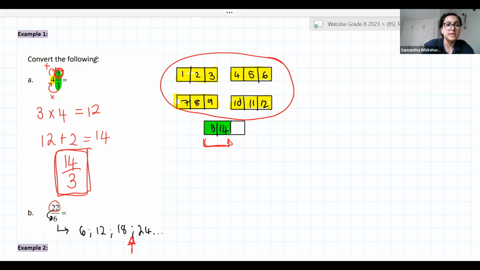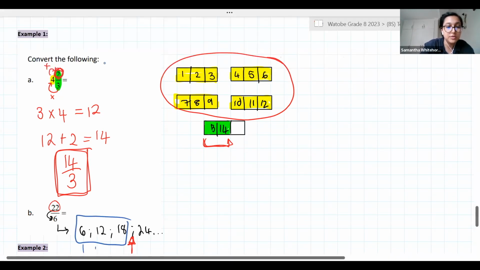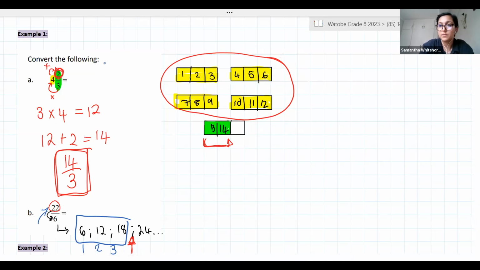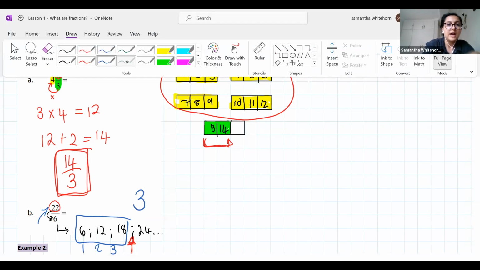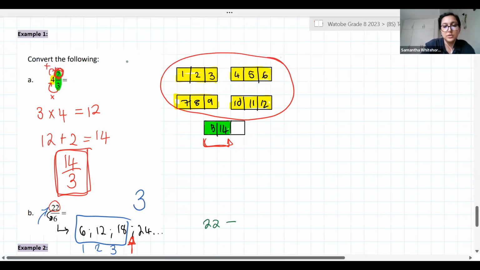So now I can say, okay, well, I definitely have 3 wholes because I've got the first 3 multiples of 6 in the 22. Not making up completely 22, but I've got them. So my whole number is 3. Then I need to ask myself, I need to go from 22, oh man, I keep doing it the wrong way. I need to go from 18, which is my 3rd multiple, to 22.